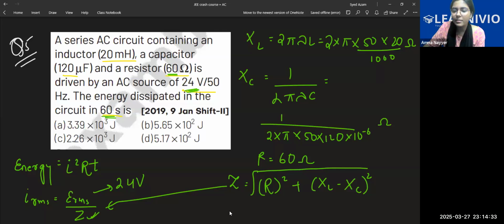Once you have the value of IRMS, what will be the energy? Energy will be IRMS whole square into resistance, 60, into time, 60. So write it, calculate, and I'll tell you the correct answer. See if any of the options match. Quickly do this.